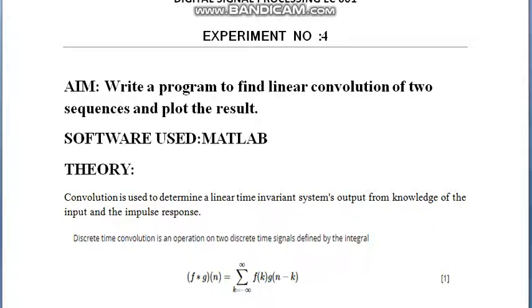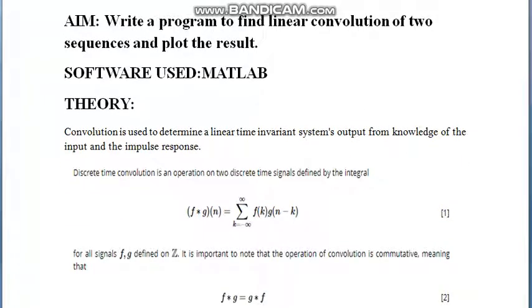First, I will discuss the theory of the practical. If I want to find the linear convolution of two signals f[n] and g[n], the linear convolution is given by the formula summation k equals minus infinity to infinity f[k] g[n minus k]. The linear convolution is used to find the output of any LTI system in which an arbitrary input is given to the system and the unit impulse response is known to us.